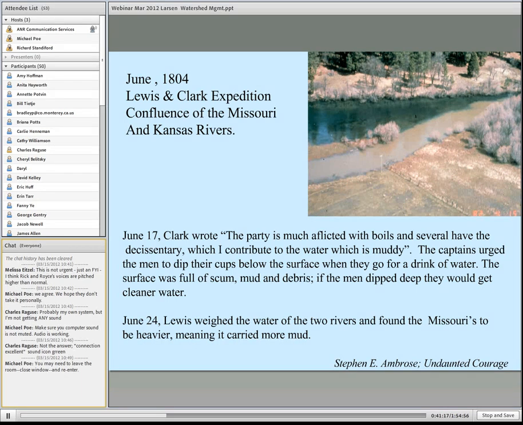That was in 1804. How are we doing today? We still have the same kinds of issues going on. They actually weighed the water with buckets, a very crude way of measuring it, and found out that the Missouri's was heavier because it carried more mud. That had to be a lot of mud to be able to make that determination by weighing a bucket of water.